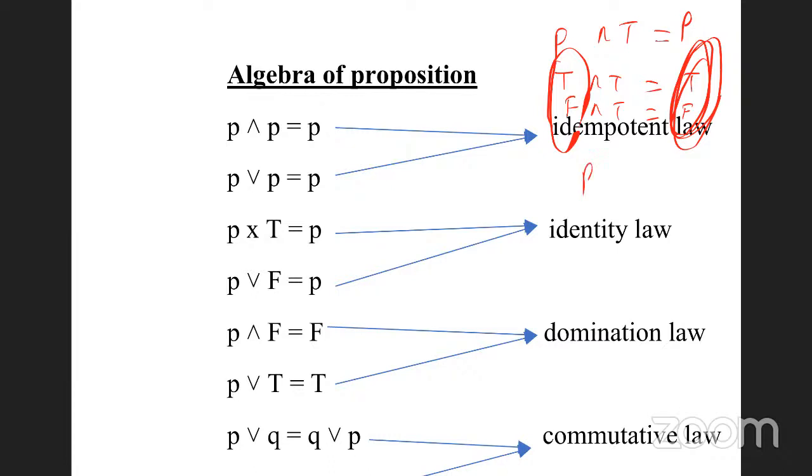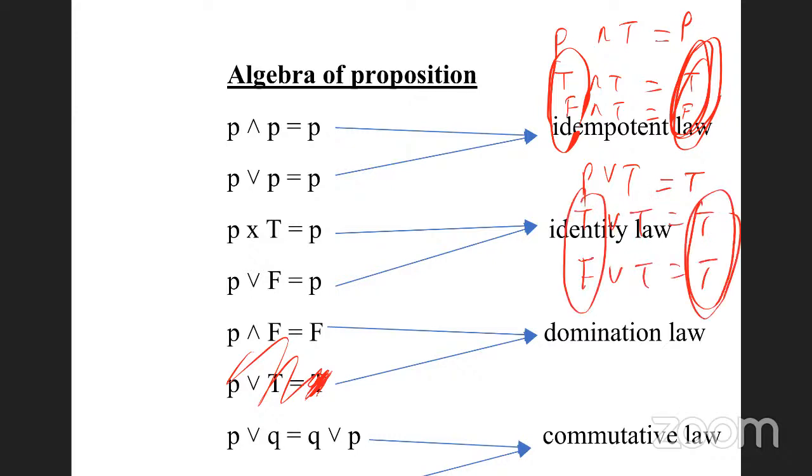What about P or true? P or true is true. Because true or true, that's true. False or true is true. So it doesn't matter what this is, the answer is always true. That's okay? So you don't really have to learn it all.